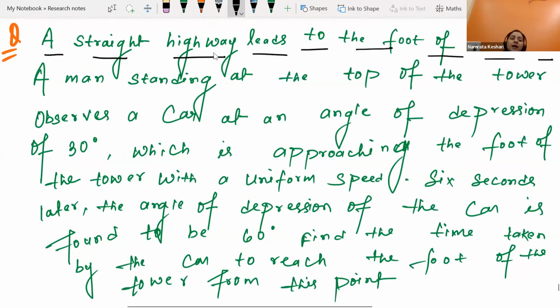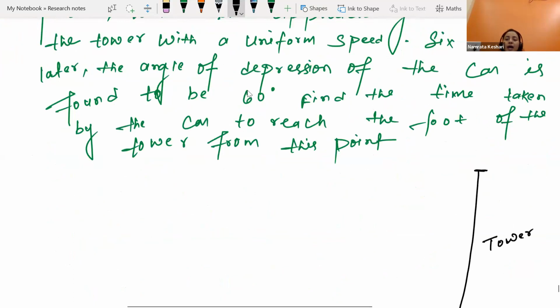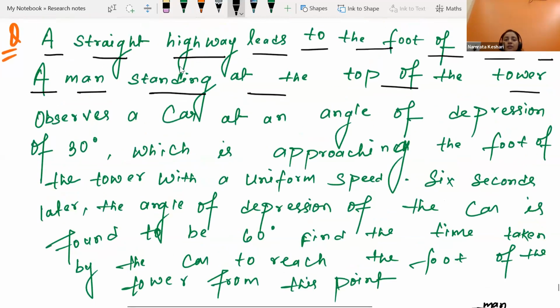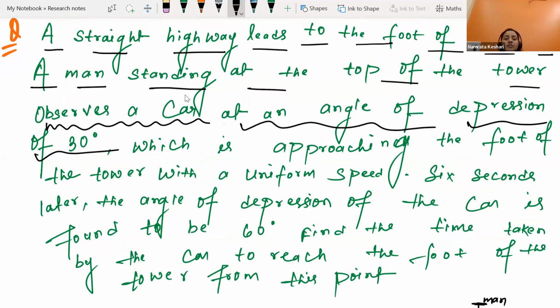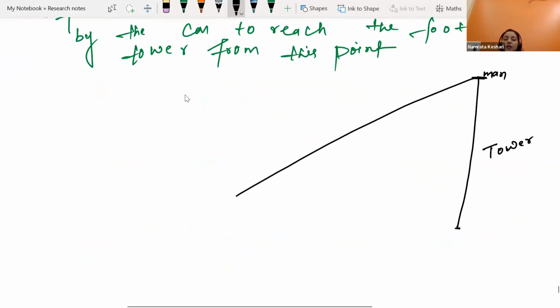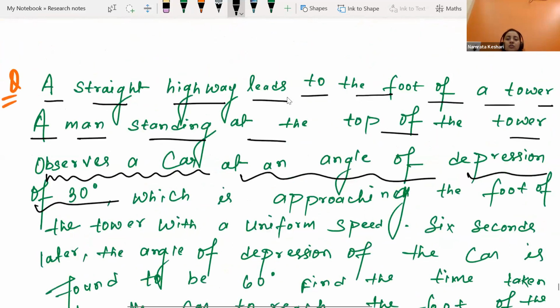Okay, a man is standing at the top of the tower. Man is standing over here, at the top of the tower. He observes a car at an angle of depression of 30 degrees. So the man is observing a car at an angle of depression of 30 degrees.